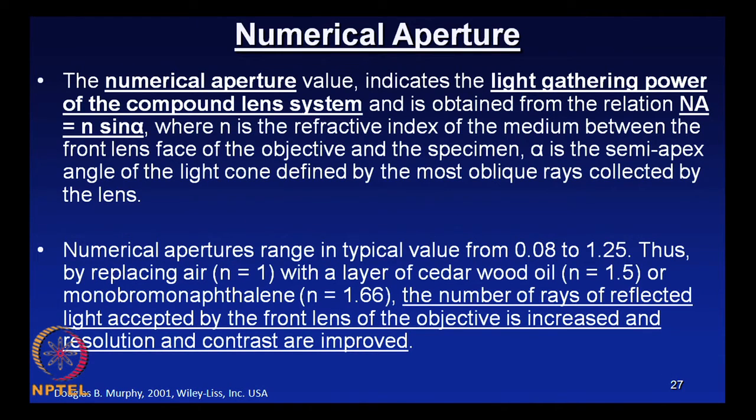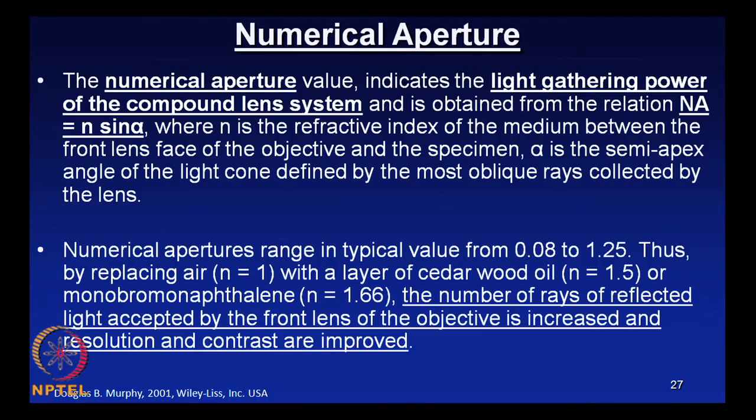Now we will move on to the other important parameter called numerical aperture. We have seen that in the very definition of the resolution, d is inversely proportional to the numerical aperture. In order to understand what the numerical aperture is, first we will look at the introductory remarks. The numerical aperture value indicates the light gathering power of the compound lens system, and it is obtained from the relation numerical aperture equals n sin alpha, where n is the refractive index of the medium between the front lens face of the objective and the specimen, and alpha is the semi apex angle of the light cone defined by the most oblique rays collected by the lens.